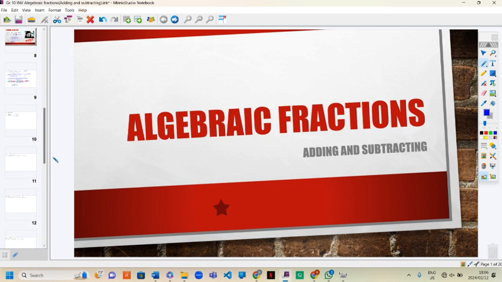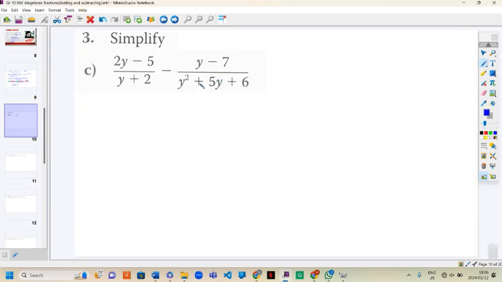Let's go to slide 10. Alright, so they say simplify. Now, when they say simplify, sometimes, not all the time, but we are going to try and use factorization in order to simplify these fractions here. So let's see how we're going to do that.